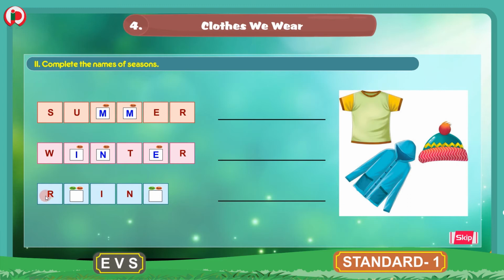Next is the another season name. R is given. I and N are given. The missing letters are A, Y. So this is a rainy season. RAINY, rainy. We wear a raincoat in rainy season. So these are the names of the seasons, and these are summer, winter and rainy. This is about the second bit. Now we will move to the next bit.